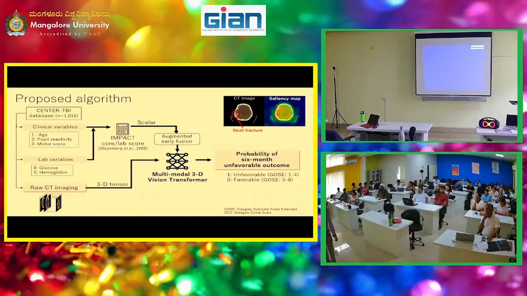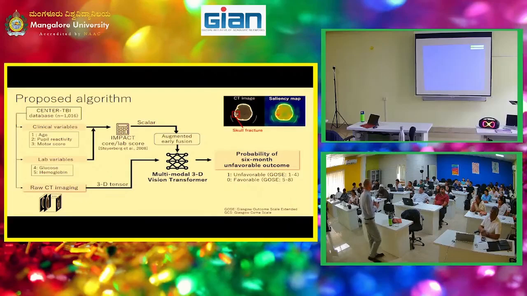So what we did was to take into account this data, we simplified it and moved it into a validated score. IMPACT is a validated traumatic brain injury score. So it's now a scalar value. And we brought it together into a multimodal 3D vision transformer. So ViT, right? 3D, because we have a 3D tensor. And we merged it with a scalar. So what we did is called augmented early fusion.